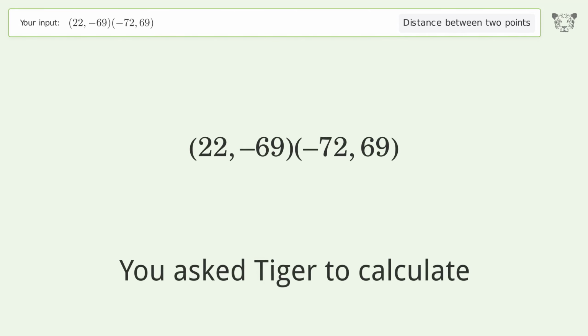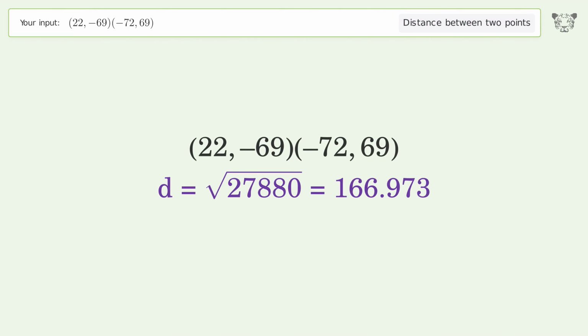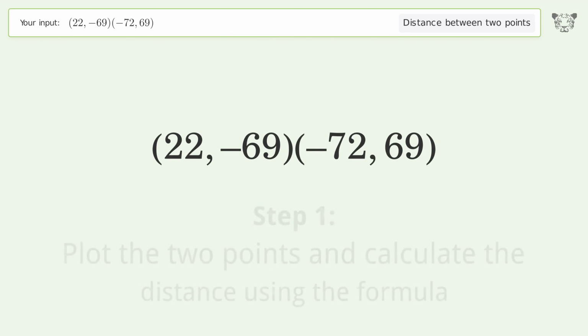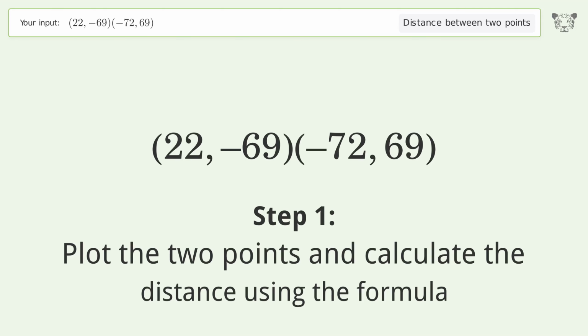You ask Tiger to calculate. This deals with the distance between 2 points. The distance between the 2 points is the square root of 27,880, or 166.973. Let's solve it step by step. Plot the 2 points and calculate the distance using the formula.